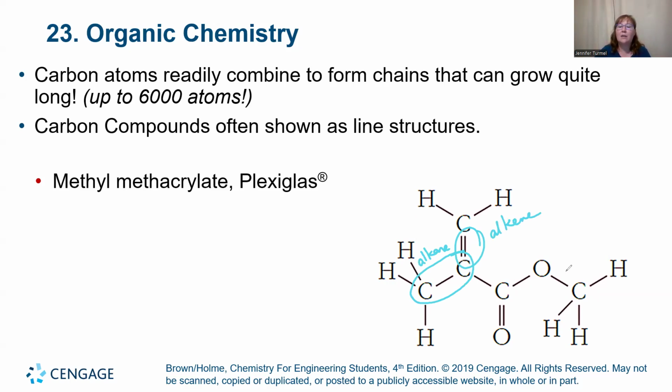See this O in the middle here. Actually, let me do this in a different color. Okay, see this C double bonded to an oxygen, and then an oxygen bonded to another carbon here. This group is called an ester. Okay, so you'll see on the next one that we have different names for these.